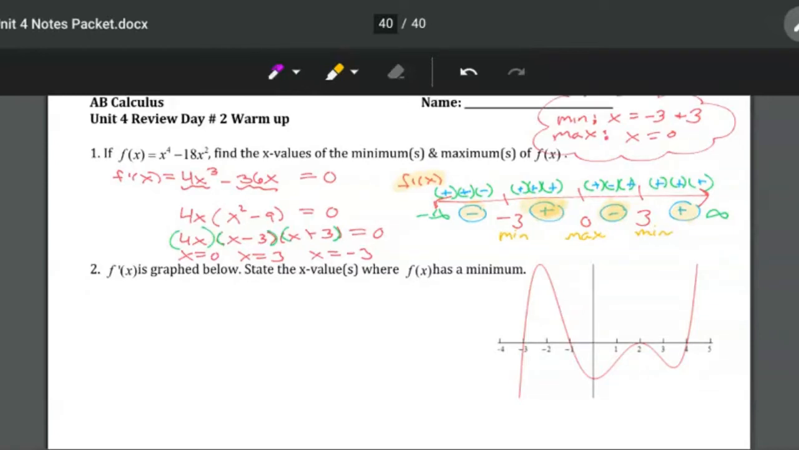So be really careful. Read carefully, all right? This graph is f prime, and we want to know where f has a minimum. So we're not looking at a minimum on the graph in front of us. We need to remember, where f has a minimum. So, you might want to think about your chart.